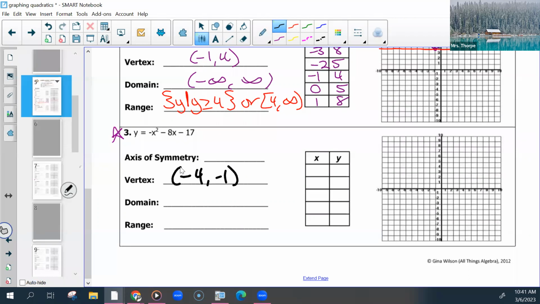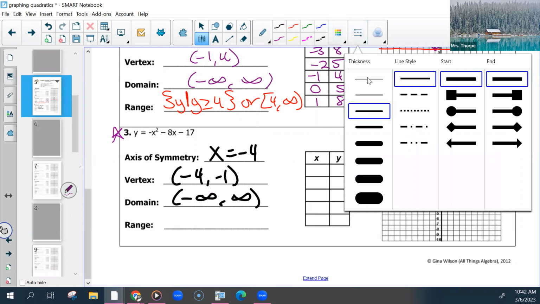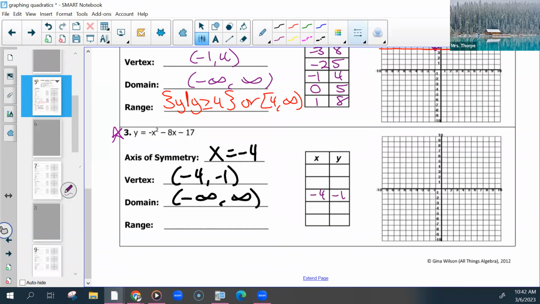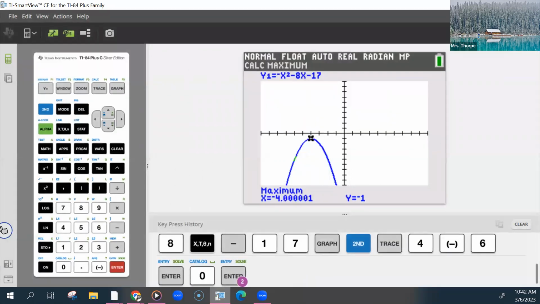So that means our axis of symmetry is going to be x equals -4. Our domain's not changing. And we know -4, -1 is going to be in the middle of the table. So we can go forwards and backwards. And then really quickly on the graph, on the same page, I can find my y values from here, or I can go to the table, either or.